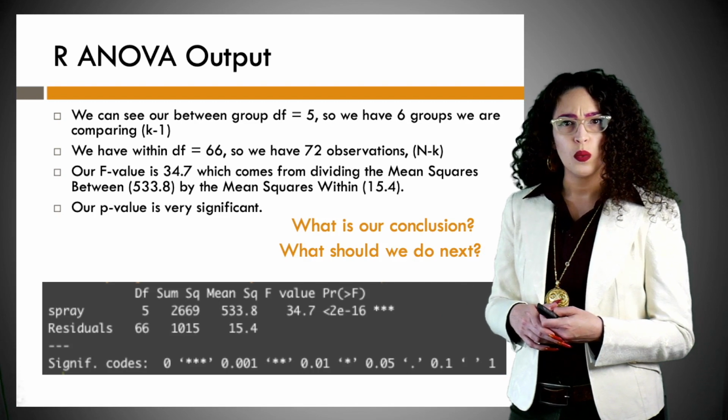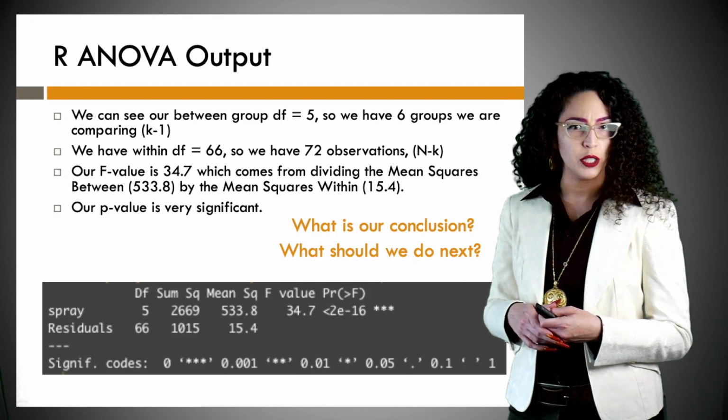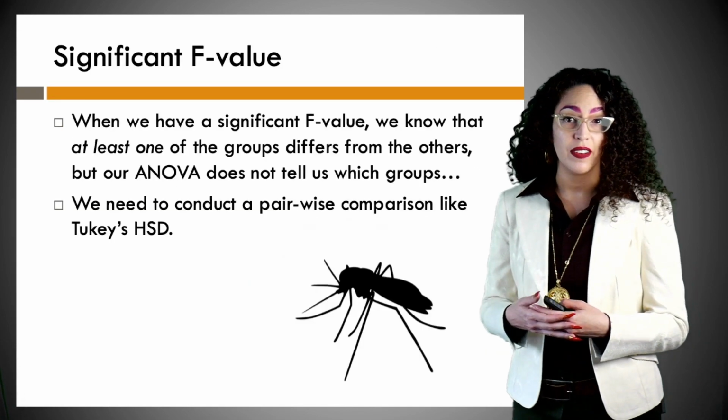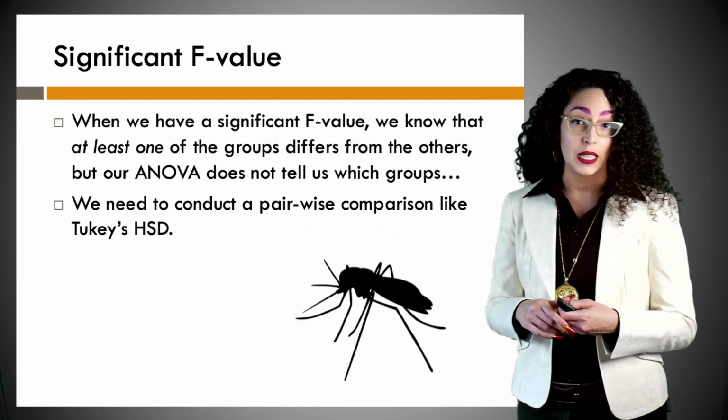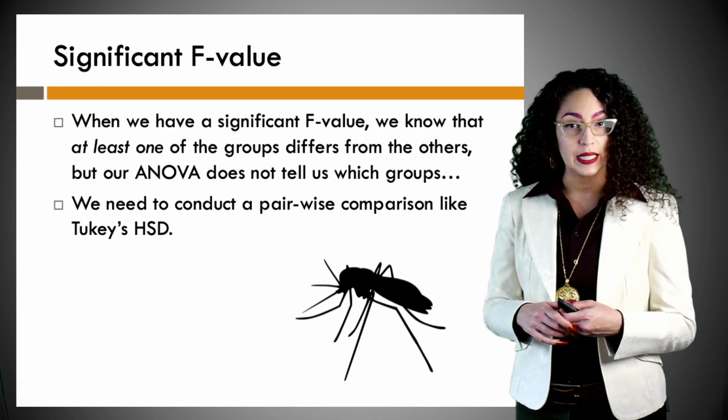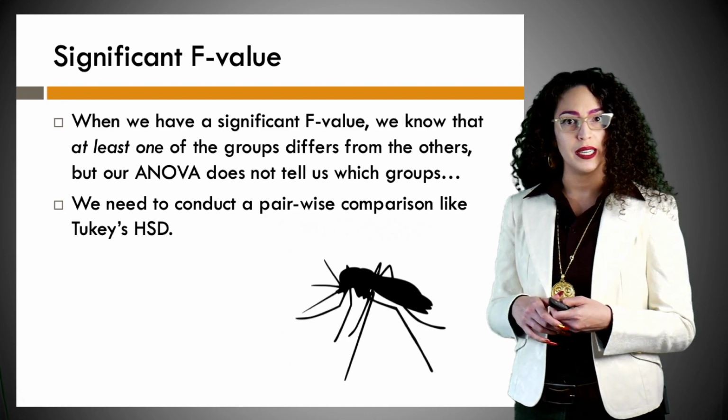So, what is our conclusion, and what should we do next? When we have a significant F value, we know that at least one of the groups differs from the others, but our ANOVA does not tell us which groups. We need to conduct a pairwise comparison like Tukey's HSD.